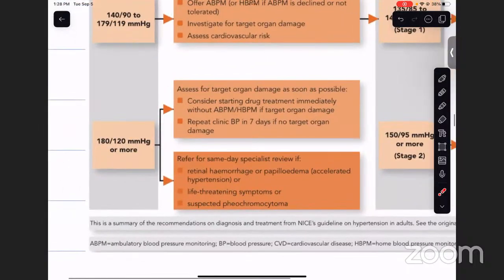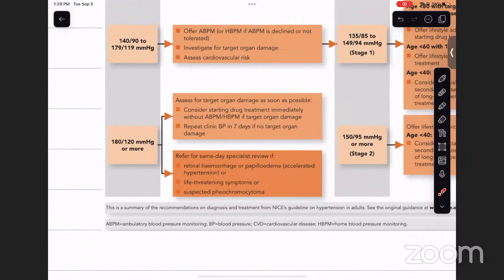Okay, so if clinical blood pressure is 180 over 120 or more, we need to consider drug therapy immediately. We need to start drug treatment immediately without ambulatory or home blood pressure monitoring. And then review within 7 days of drug therapy, or refer the same day to hypertension specialists, because this blood pressure is associated with target organ damage like hypertensive emergency. Okay, there may be retinal hemorrhage, papilledema, or accelerated phase hypertension, or life-threatening symptoms and raised creatinine.